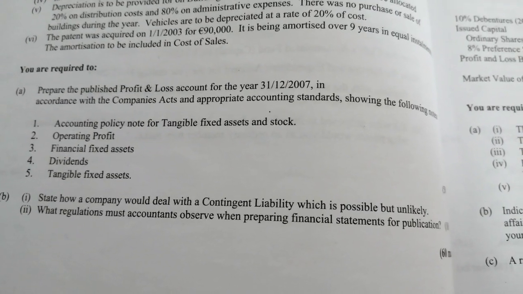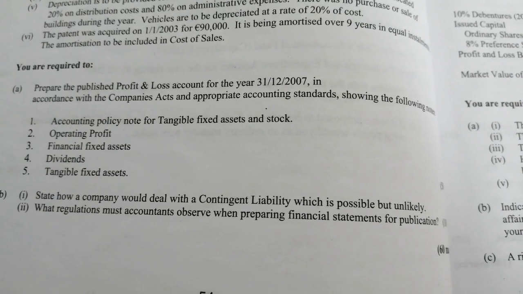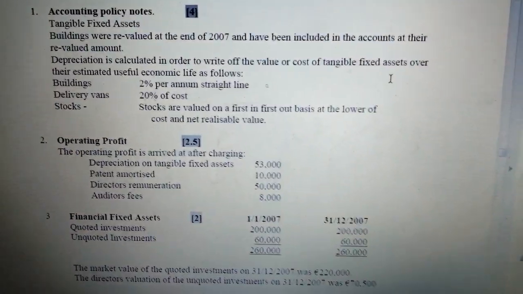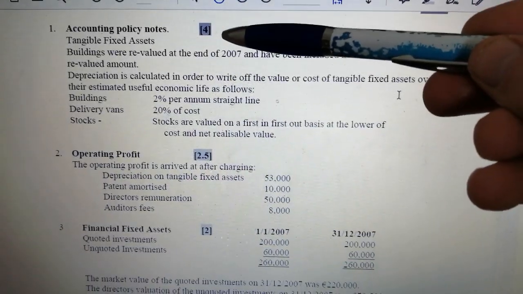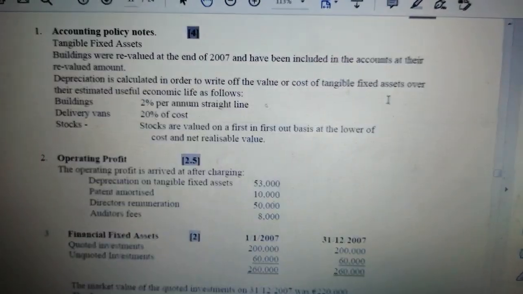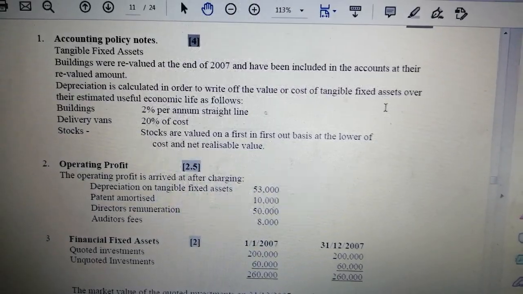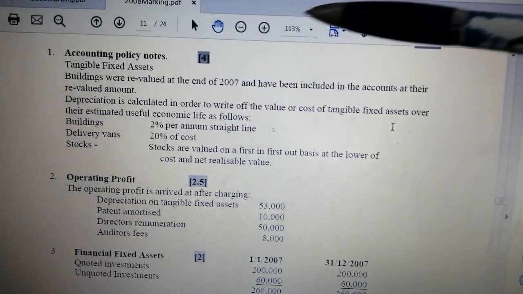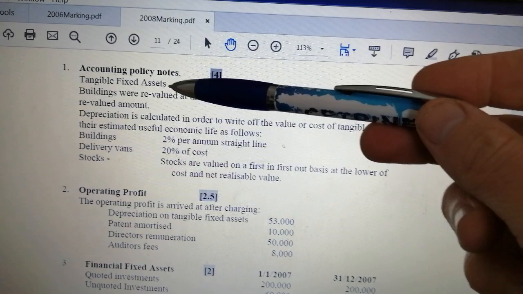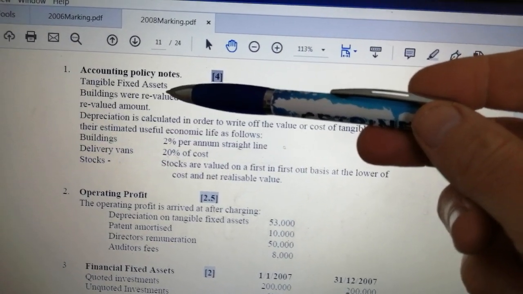So let's look at the accounting policy note for tangible fixed assets and stock, number 1. I'm going to show you the solution on the computer screen, and I hope this works all right, rather than having to write it all out again. There are 4 marks going for it in this case. Normally 4 to 5 marks is what I've seen given for this note, and usually there are no marks going for the accounting policy notes heading. I wouldn't even bother with that heading. For tangible fixed assets, yes, put in the heading definitely, but there are usually no marks going for it.